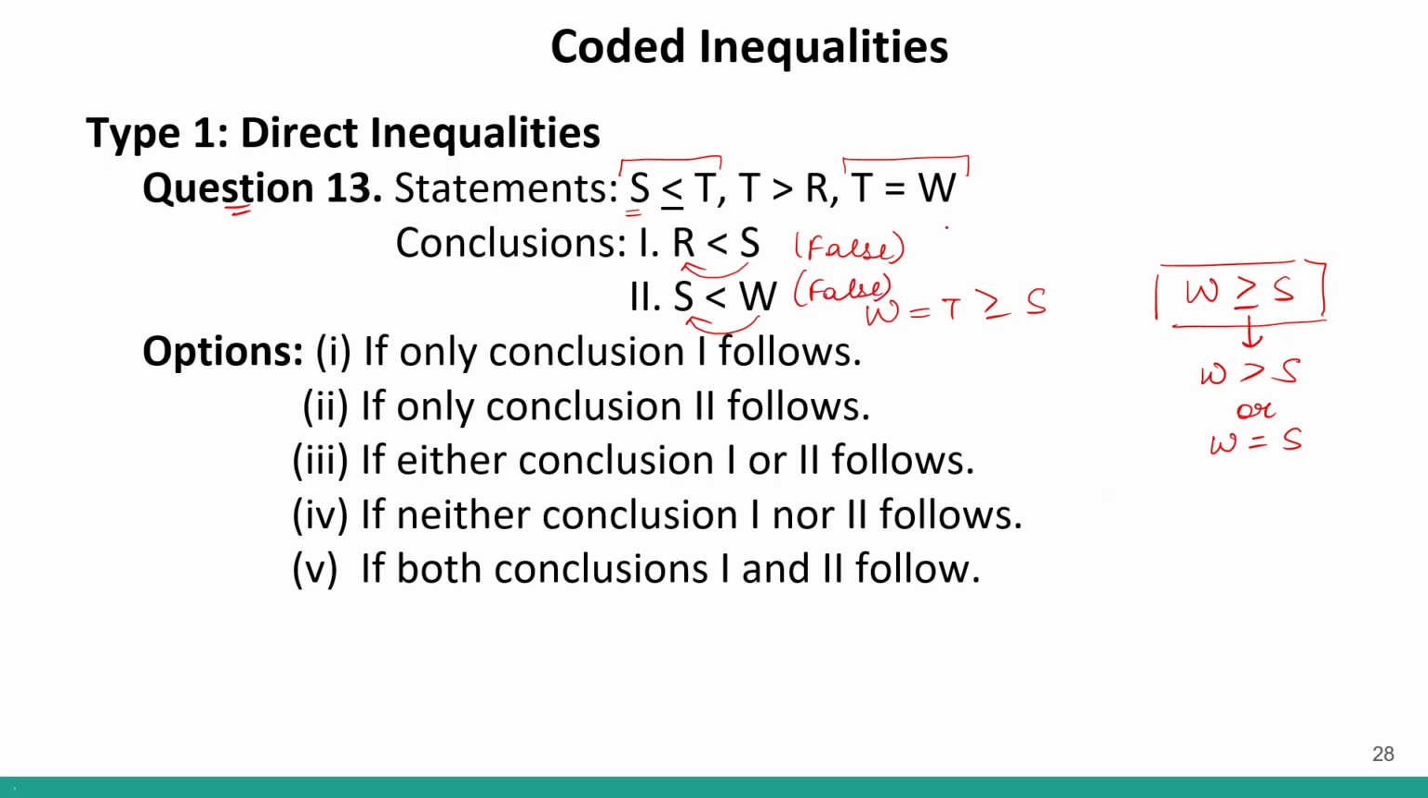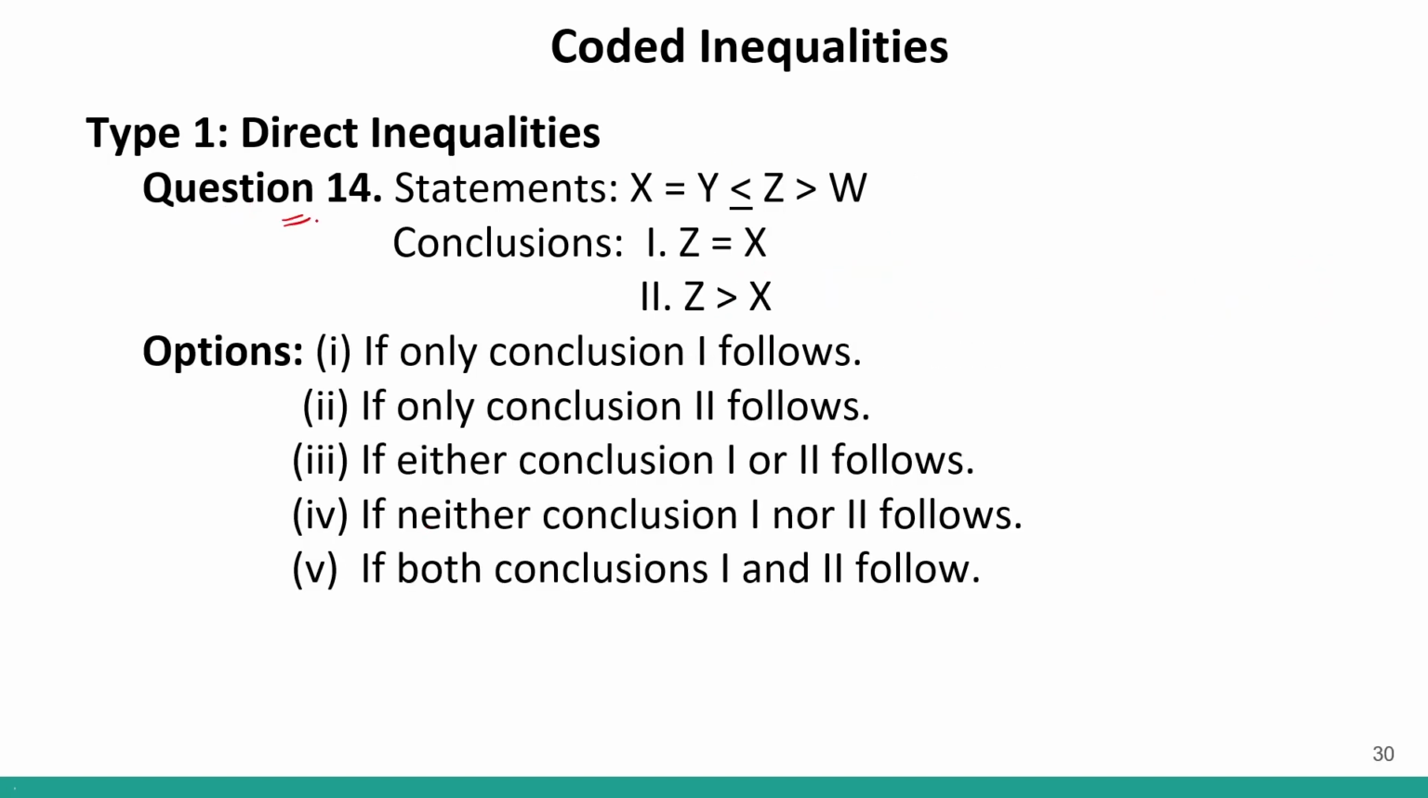Correct? If we have another option, let's say we have an option 3 that says S equals W, then we can say either option 2 is true or option 3 is true. But we don't have this option. Correct? So this will be false. So my answer will be neither conclusion 1 nor conclusion 2 follows. Option number 4. Okay?